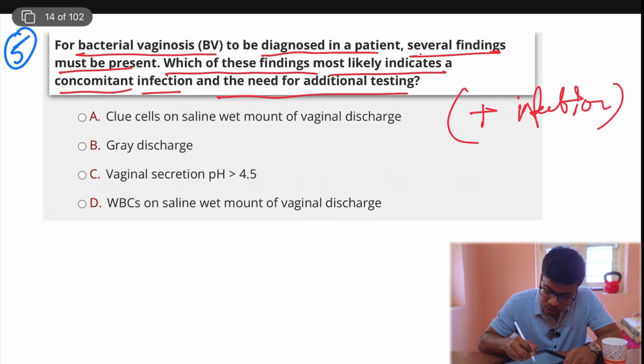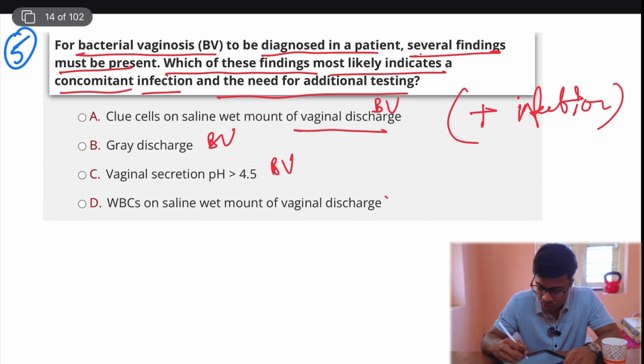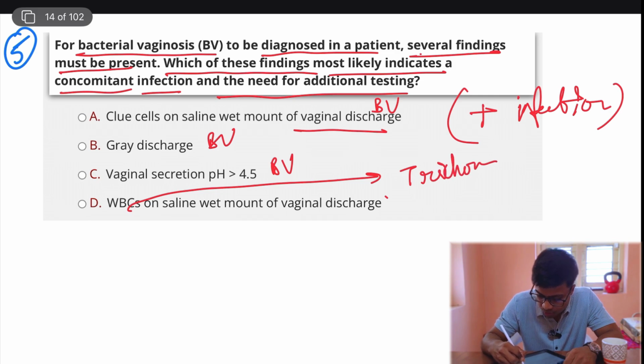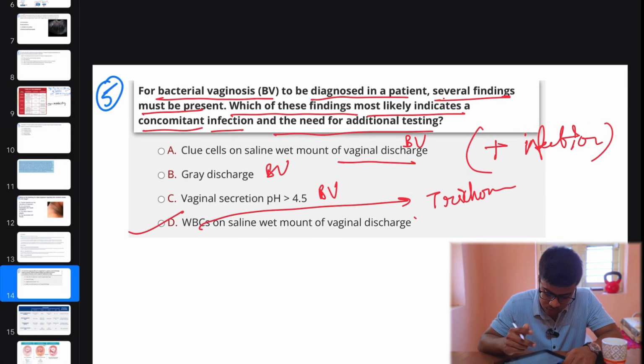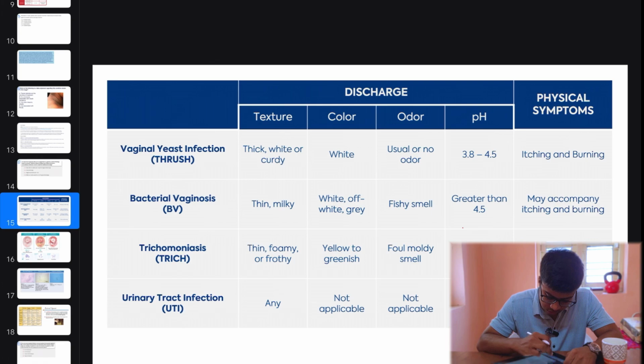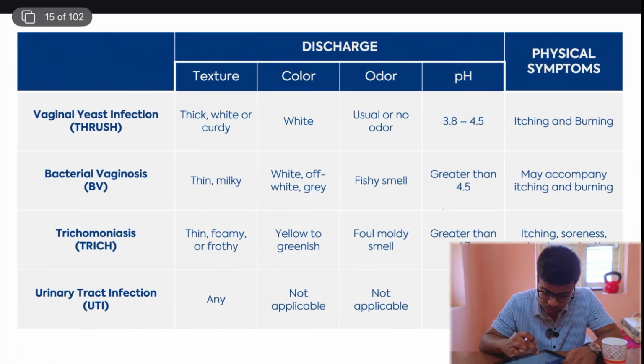Clue cells on the wet mount, we already see in BV, bacterial vaginosis. Gray discharge we also see there, vaginal pH we also see there, and so WBCs on the wet mount show that it's Trichomonas or another infection can be there. So this is the answer. Let's discuss its algorithm or its explanation.